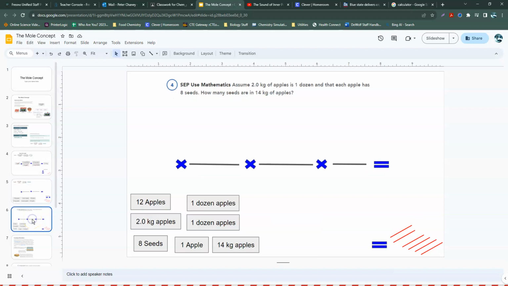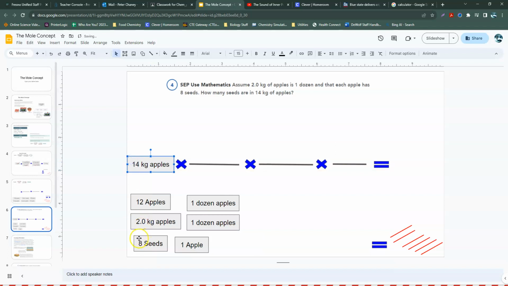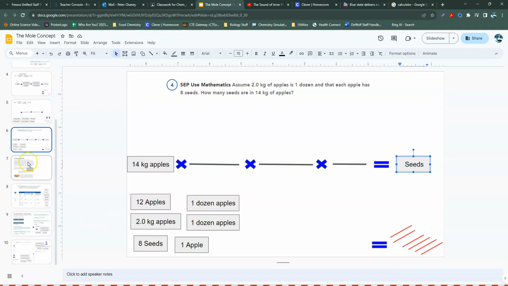And now the tough one. We're trying to solve for 14 kilograms of apples. So the clue I'll give you is that we're going to start with this, and we're going to copy and paste this, we're going to end with the number of seeds. It's a 3-digit number. We need to know how many seeds are in this many apples. So, using the red lines, using the boxes, you're going to figure those out so that we can calculate for seeds.